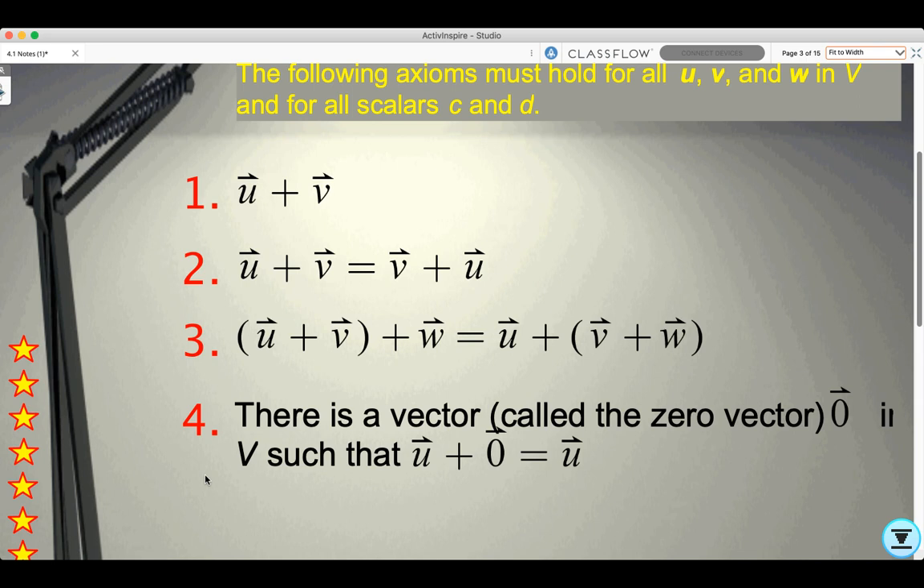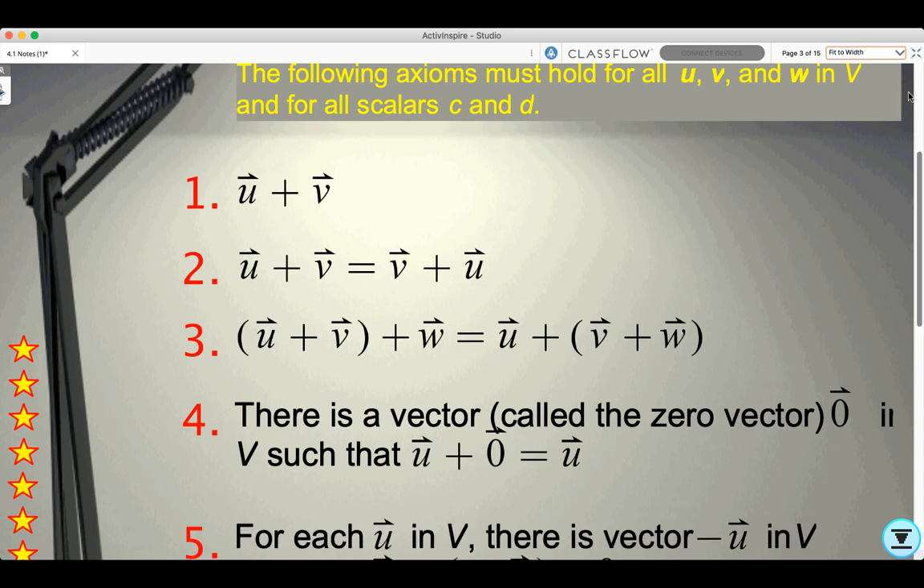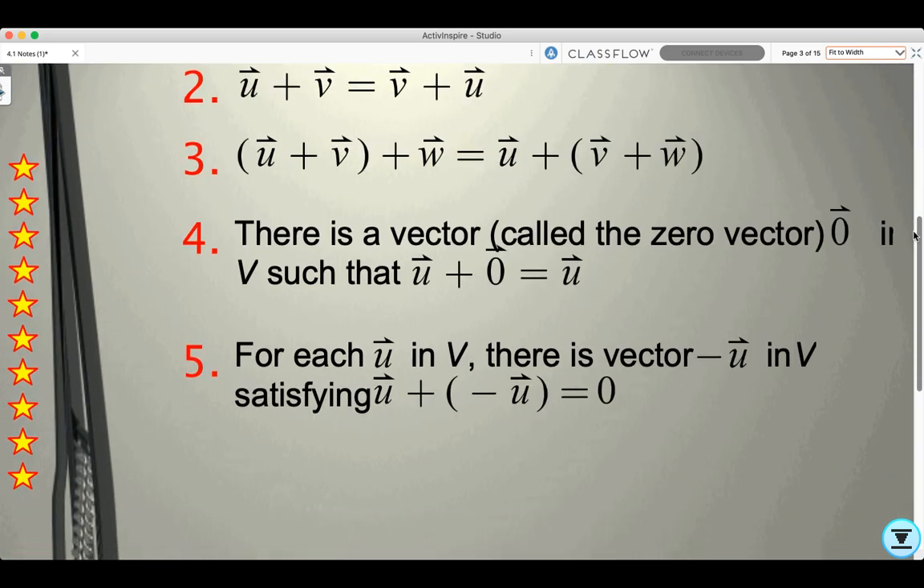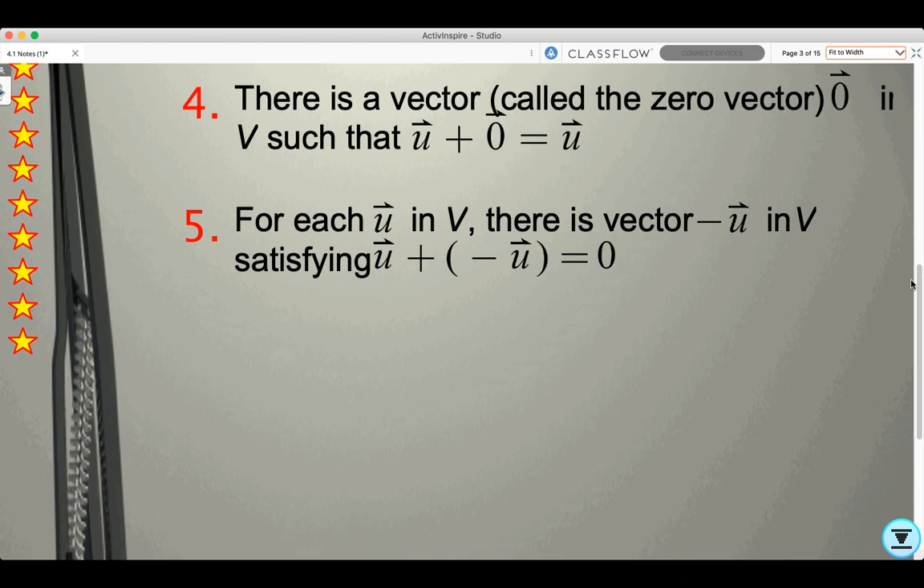There is a vector called the zero vector in V such that u plus 0 equals u. This is the identity for addition. For each u in V, there's a vector, negative u, in V, satisfying u plus negative u equals 0. This is the additive inverse.